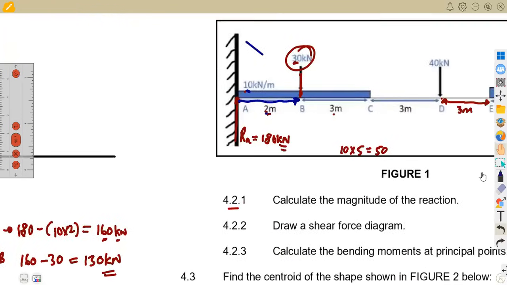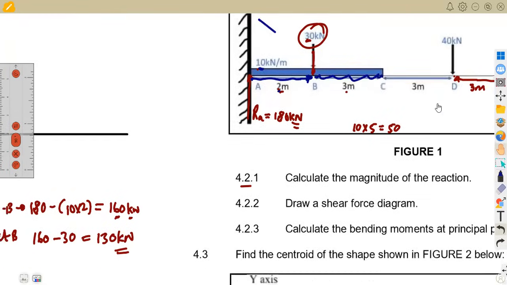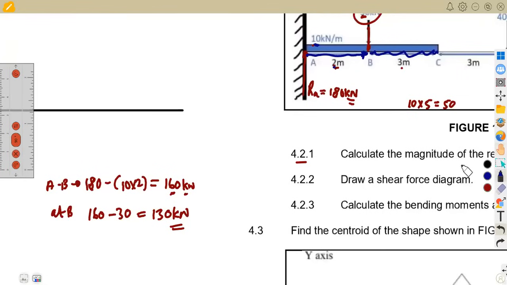Then let's consider what's going to happen from B to C. From B to C, there's a distributed load still of 10 kilonewton over the 3 meters. So we're going to subtract the distributed load of 10 kilonewton per meter, which is affecting over the 3 meters, from the 130. So that's going to be 100 kilonewton.